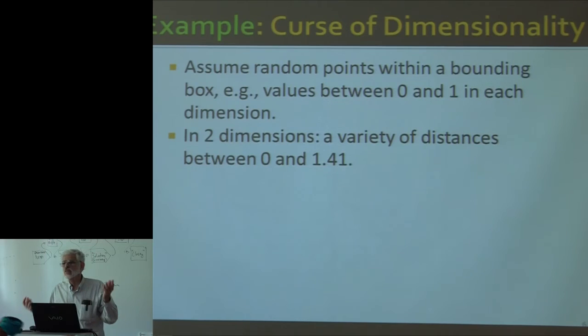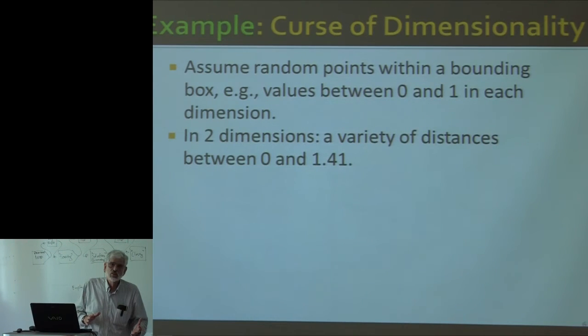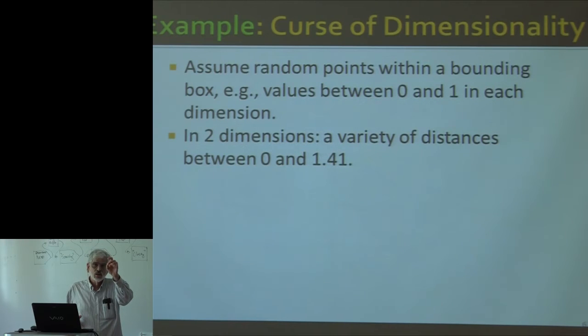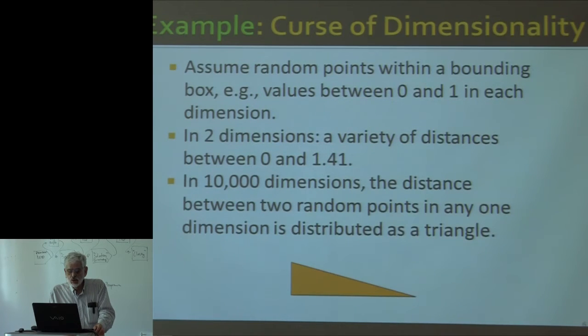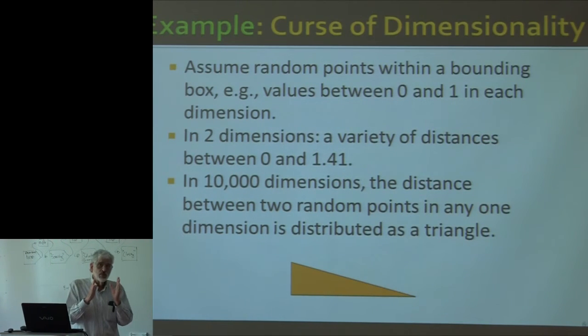And if you take 2 random points in a unit square, you get a pretty decent dispersion of distances. Obviously, they'll be biased toward the low end. That is, you put 1 point down, it's probably somewhere in the middle, so there are more points that are close by than are far away. Now look at a 10,000 dimensional cube. Well, don't look at it. You can't see it. But if I put 2 random points down in any dimension, the distribution of distances will be a triangle.